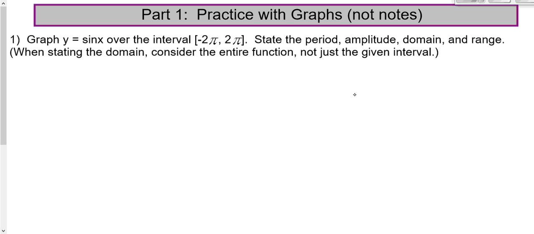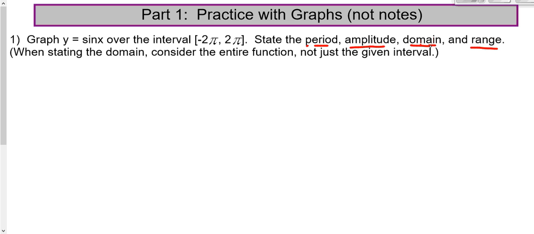working on the last week. And in addition to graphing, we're going to be going over period, amplitude, and domain and range. And so that's part 1. And then part 2 is going to be new information about transformations of trig graphs.